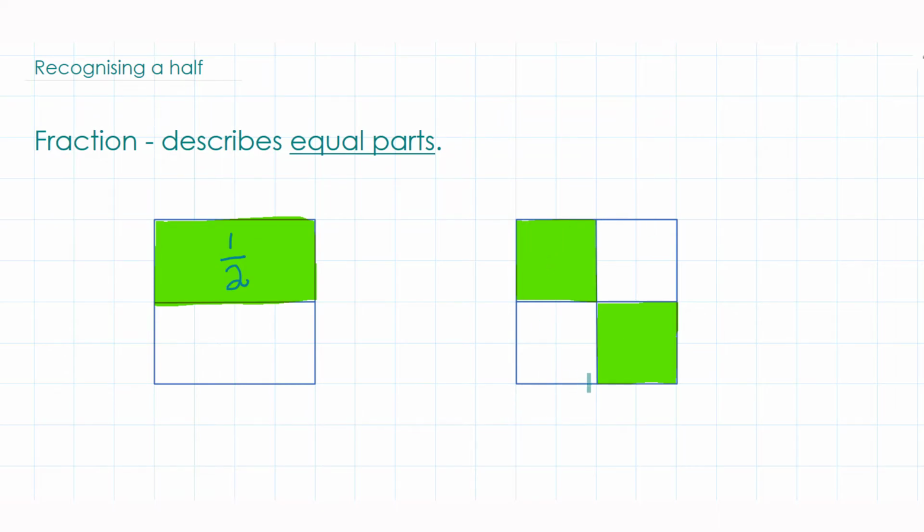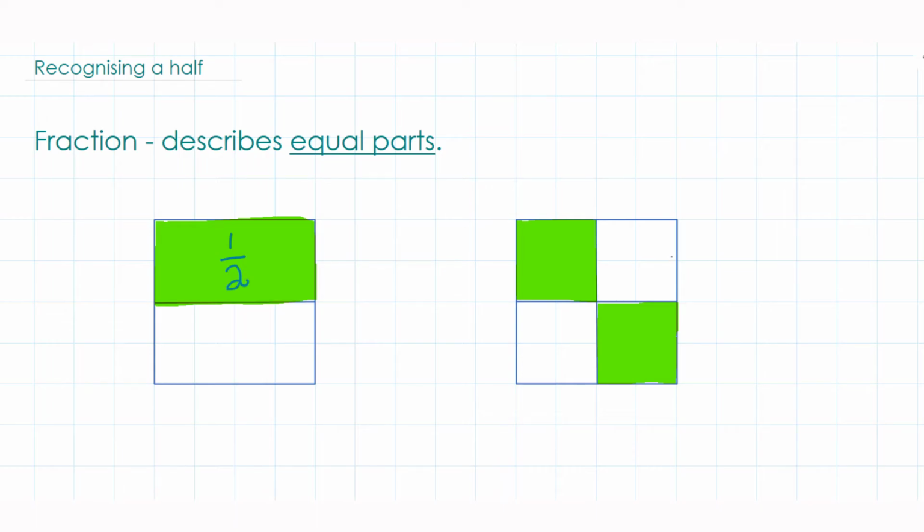Now let's look at the square on the right-hand side. What do you think this time? The green parts, do they make up 1/2 of the whole square? Are the green shaded parts 1/2 of the whole? Think really, really carefully here. The answer is yes, the green parts do make up 1/2 of the whole square.